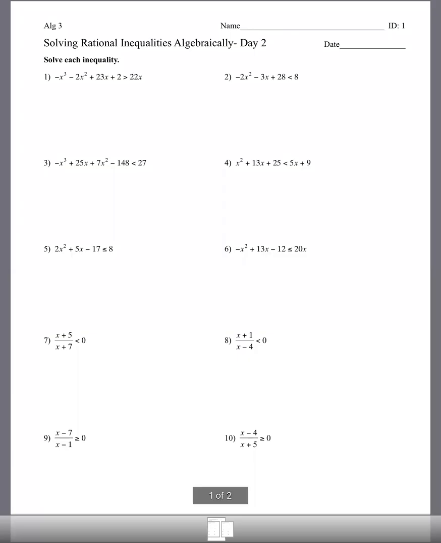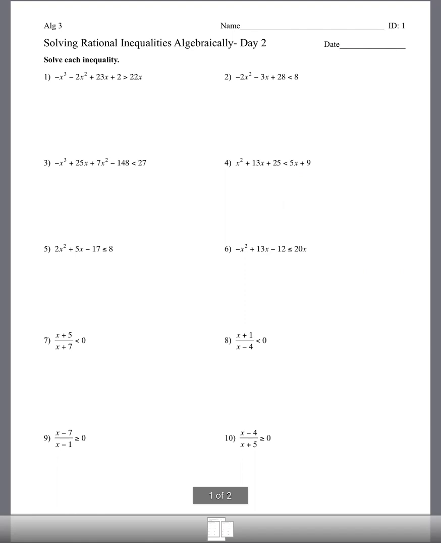Okay, so day two of solving these rational inequalities algebraically. If you take a quick scan at the worksheet, there's two different types of problems we're going to look at. So 1 through 6 is similar to yesterday. I did include some cubic functions, so I'm going to work through one of those with you. But otherwise, it's pretty much the same.